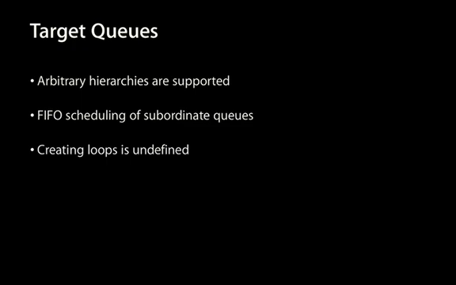We actually support arbitrary hierarchies. So you can take any collection of queues you want, and you can set one queue to be the target of another, and create a tree, essentially, of queues. And it's going to be FIFO scheduling through all of them, because all of our queues are FIFO. And I do want to point out that creating loops is undefined. If you create some crazy graph where one queue points around target queue all the way back to itself, we don't even know what's going to happen there, so don't do that.